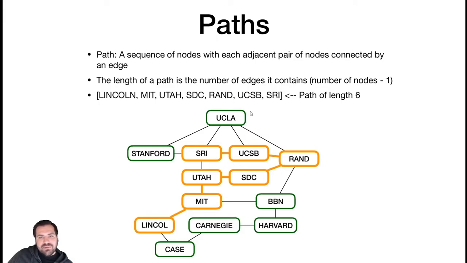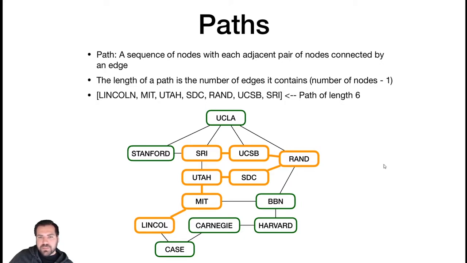The length of a path, which we haven't defined yet, is the number of edges in that path. So however many edges we had to travel, that's the length of that path. So this is a path of length 6 because it took us 6 edges. We had to traverse 6 edges to get from where we started to where we're going.